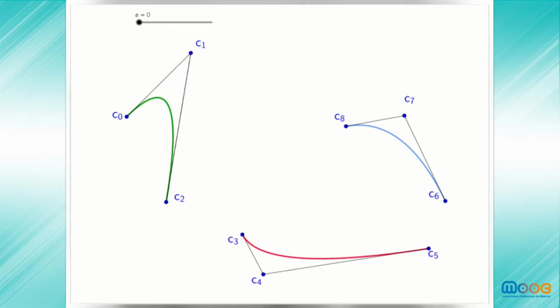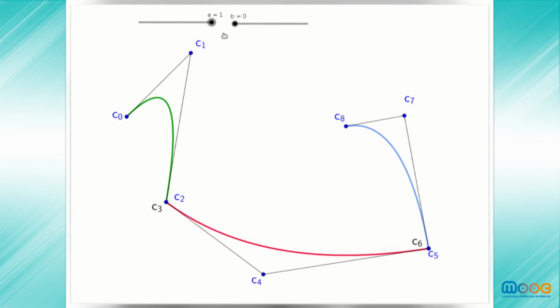On the screen, we can see 3 quadratic Bezier curves, and from them we want to construct a single smooth curve, that means a quadratic B-spline. To get a continuous curve, a single curve, we need to move the vertex C3 to the position of the vertex C2, and the vertex C6 to the position of the vertex C5. We do so by moving the slider.